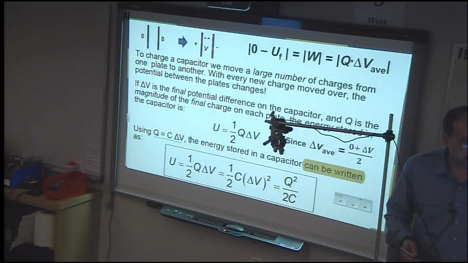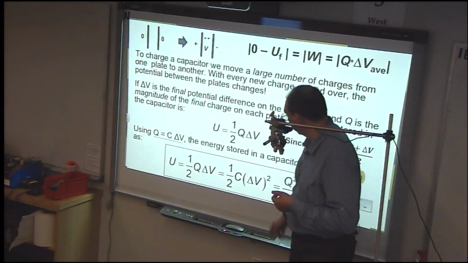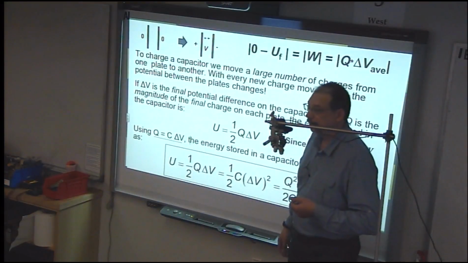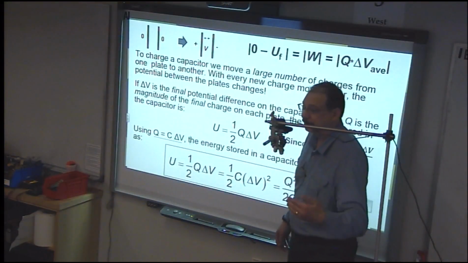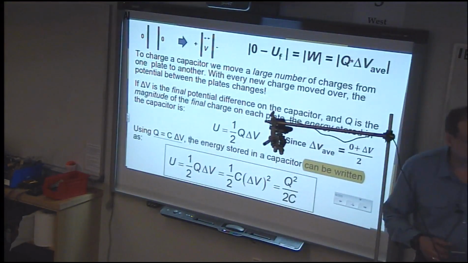But now we have three equations which we can use to calculate the energy stored in the capacitor. Which one we use depends on convenience. Of course, if I already know Q and delta V, I would use this. If I know C and delta V, I would use this. It just saves an extra step, saves time. I could have used the definition of capacitance as well, but it's a time-saving approach.